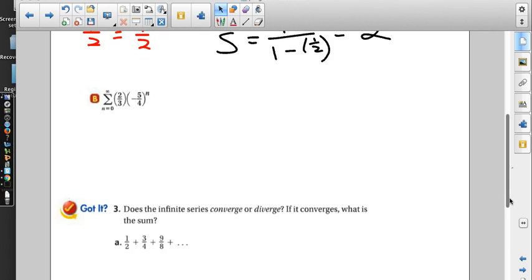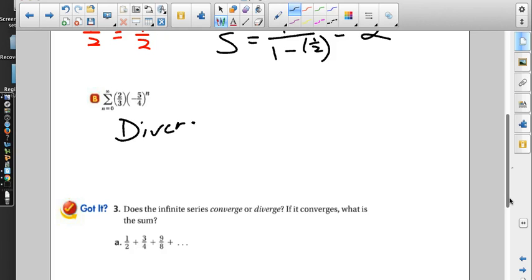-5/4. Ignore the negative. We can't do it. Why? Because it's over 1. This diverges. It's going to keep getting bigger and bigger and bigger. When things diverge, it means they're never coming together. Converge means coming together. So when they diverge, this is getting bigger and bigger and bigger. We can't do that one.